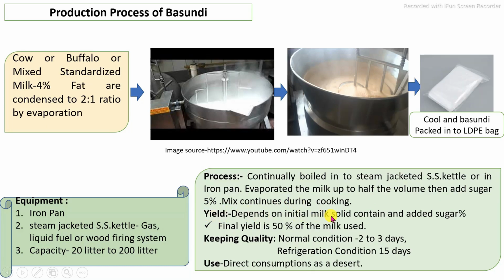Yield of the final product depends on the initial milk solid content of the milk added and the sugar percentage added. These are the main factors affecting it. Final yield is up to 50% of the milk used. Its keeping quality is 2 to 3 days under normal conditions, up to 15 days under refrigeration, and up to 3 months under frozen conditions. It is used for direct consumption as a dessert.